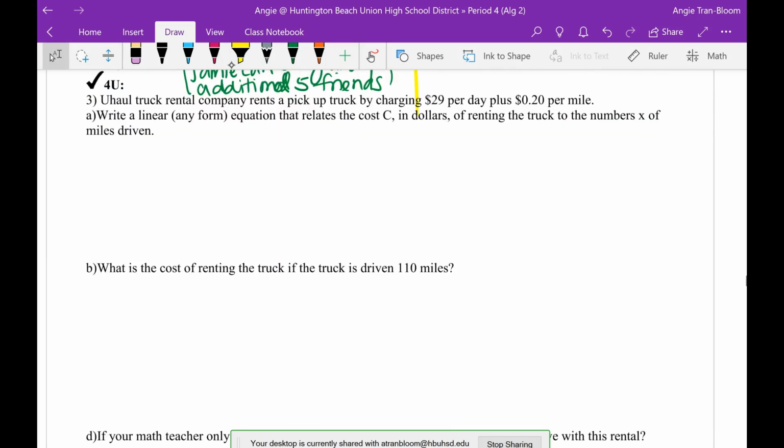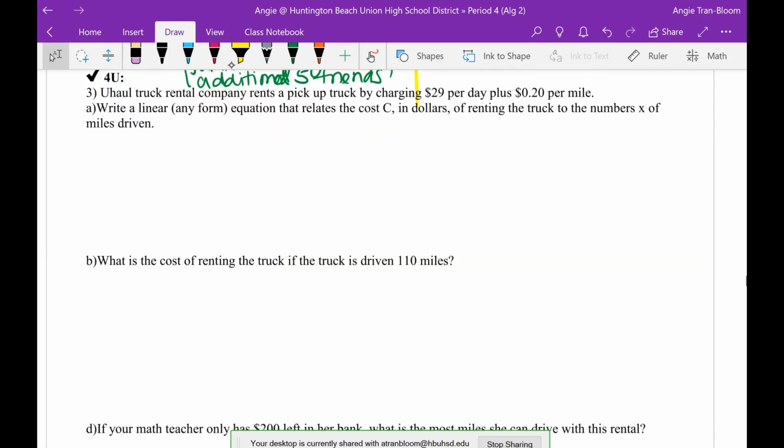Okay. Here is an example. I'm sorry, this is check for you. Can you guys see my typo? It says check for you A, B, and then D. It's really C, obviously. For this one, it says a U-Haul truck rental company rents a pickup truck by charging $29 per day plus 20 cents for each mile. Write a linear function, any form you choose. The variables are already picked out for you: C stands for cost, and X stands for miles driven.